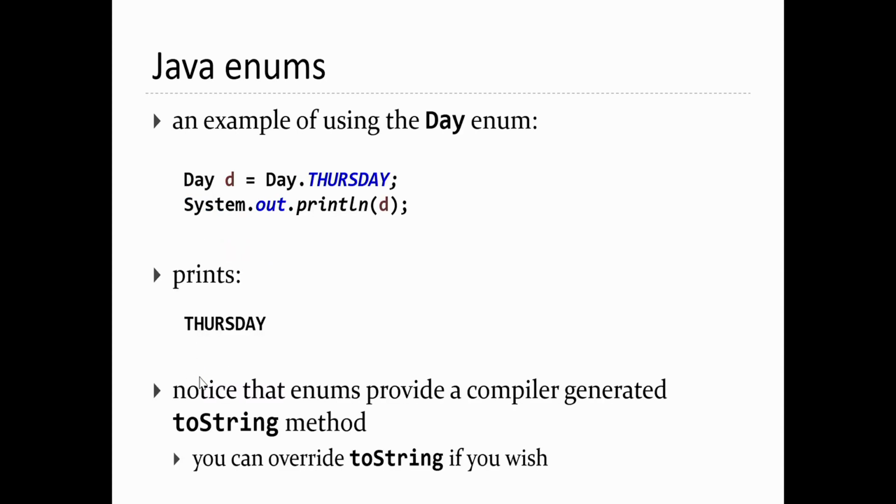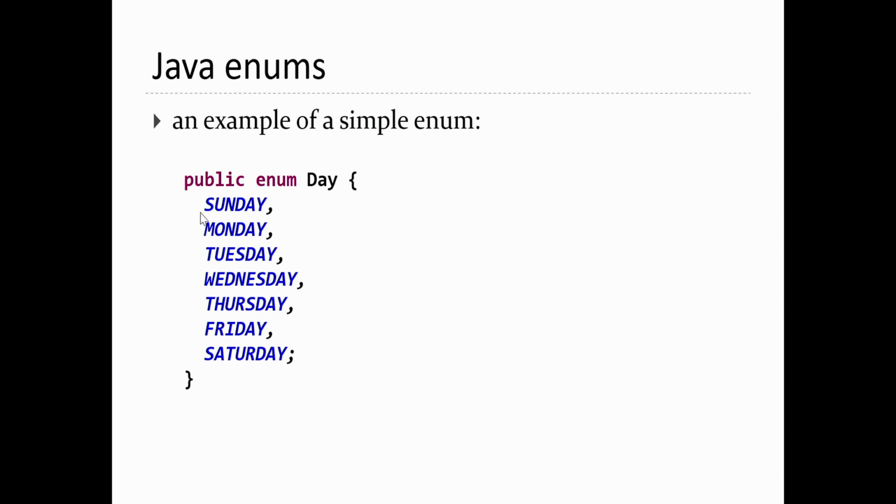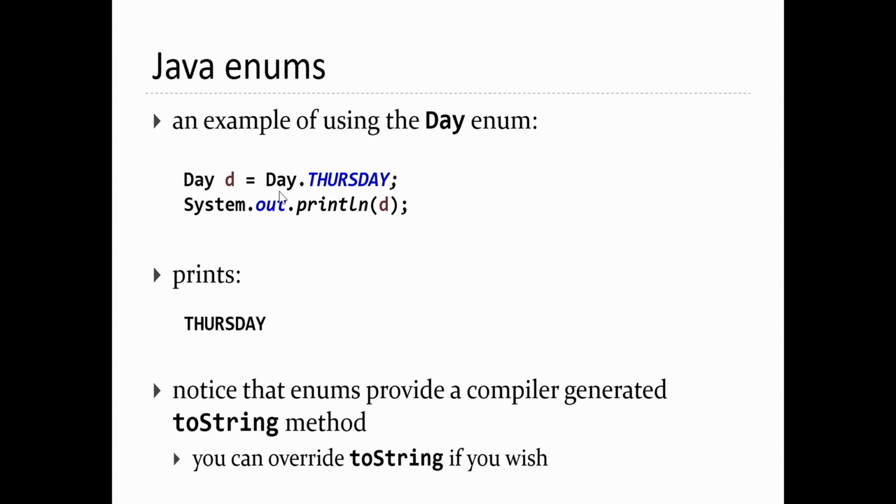To use the enumeration, it's straightforward. Everything's just a constant. So to get to the constant Sunday, you just write day.Sunday, and that's your day. So day.Thursday, well, that's a day. I can print out the enumeration, and when you print it out, you get the name of the constant, which is nice. There's a toString method built in for you for the enumerations.